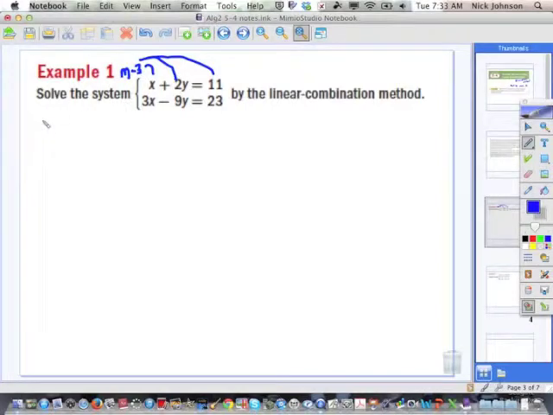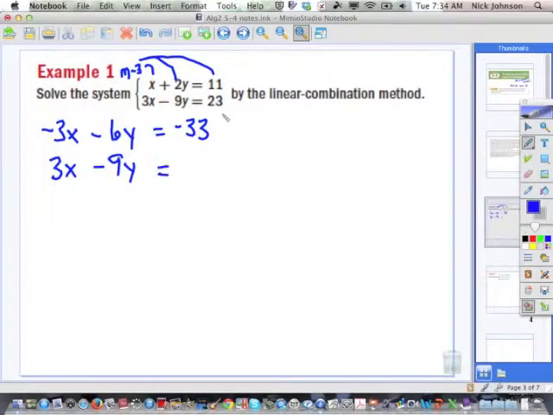So a negative 3 times x is a negative 3x. A negative 3 times 2y is a negative 6y. And a negative 3 times 11 is a negative 33. I rewrite the second equation, 3x minus 9y is equal to 23. And now I'm going to add these together, because that's my goal. I add these together so something falls out.